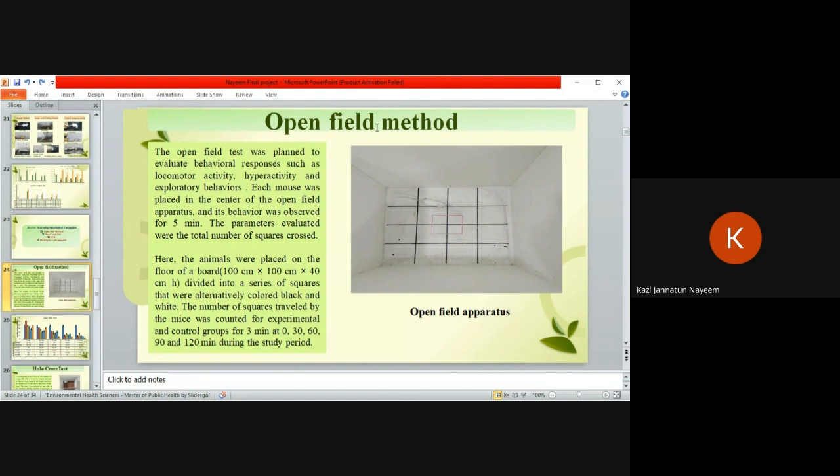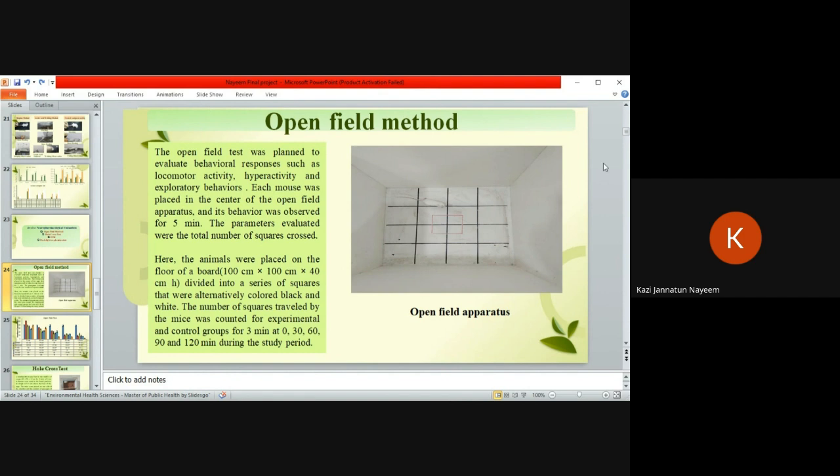In the open field method, generally we observe the number of squares crossed by experimental mice for 5 minutes at the dose of 200 and 400 milligram per kg, compared to diazepam at the dose of 1 milligram per kg. We count how many squares the mice pass within 0 minutes, 30 minutes, 60 minutes, and 120 minutes. We count this simultaneously.